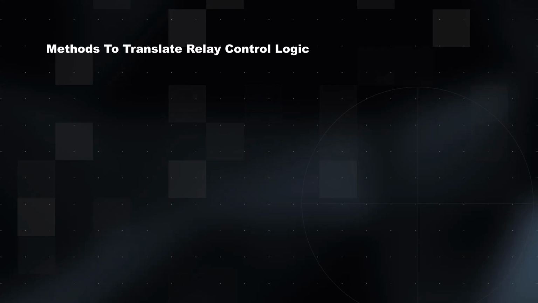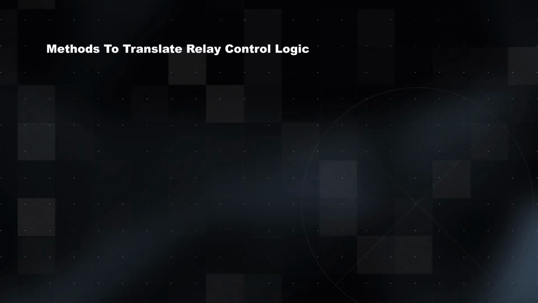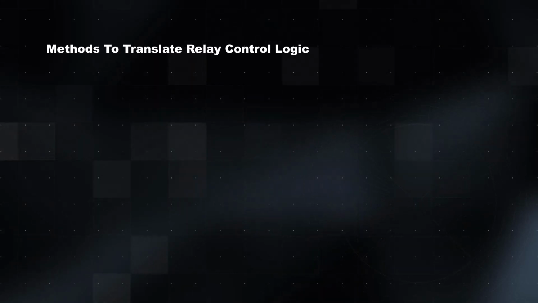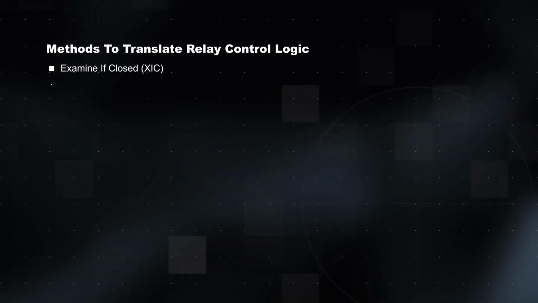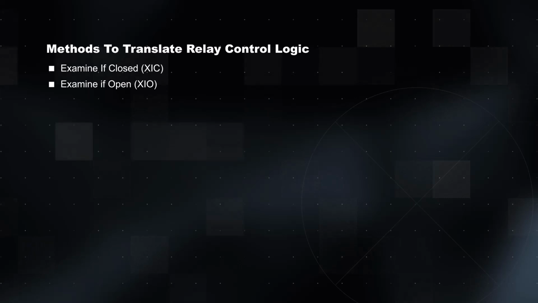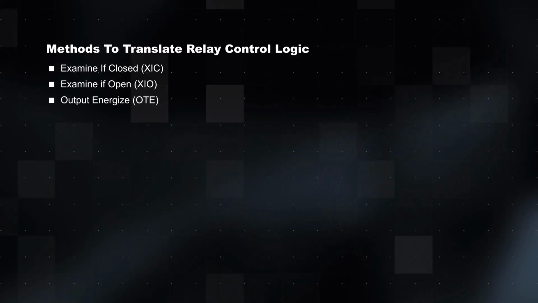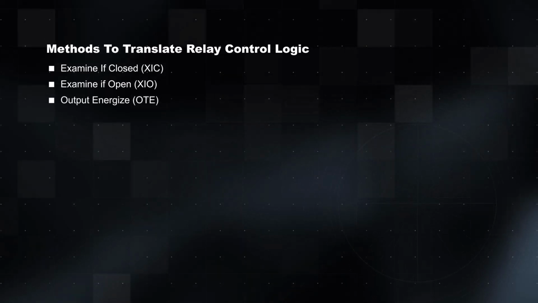The logic that will be added to the rungs is found in the Ladder Common Logic toolbar. Rungs are ladder logic which make up the routine that is part of the main task scan. It updates with input and output data. There are three main methods used to translate relay control logic to contact symbolic logic. Examine if closed is abbreviated as XIC. Examine if open is abbreviated as XIO, and output energize is abbreviated as OTE.